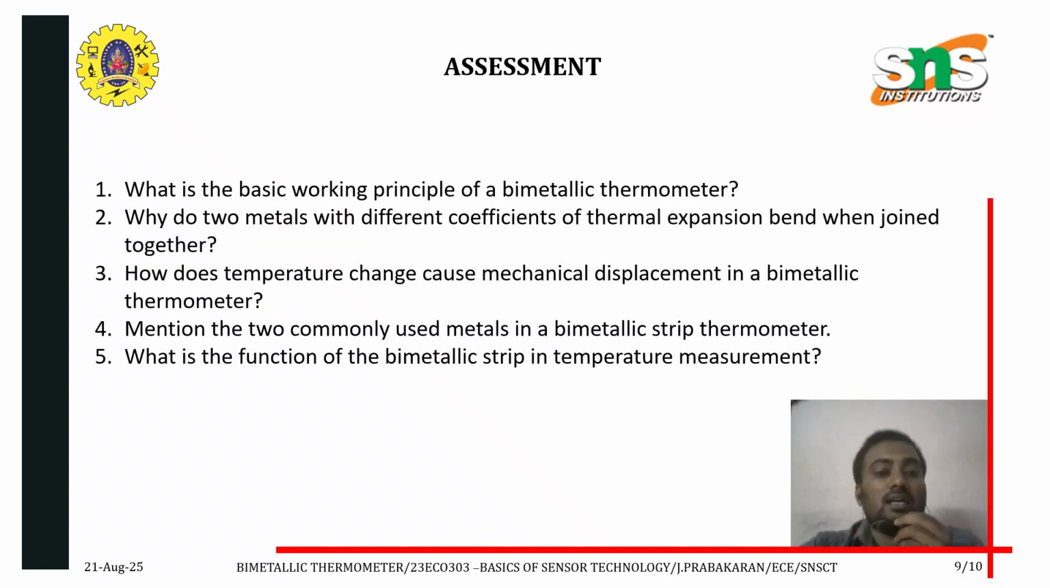Finally, these are the assessment questions for this video lecture. First question: what is the basic working principle of a bimetallic thermometer? Why do two metals with different coefficients of thermal expansion bend when joined together? How does temperature change cause mechanical displacement in a bimetallic thermometer?